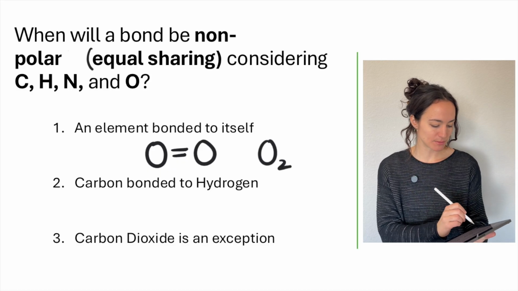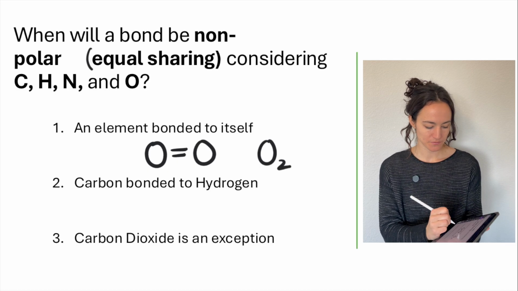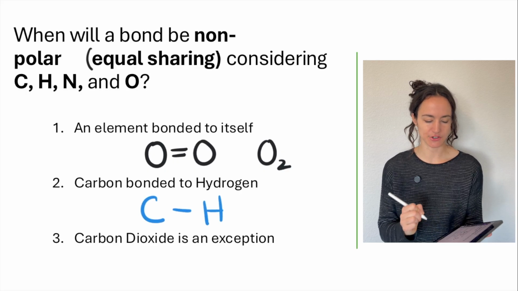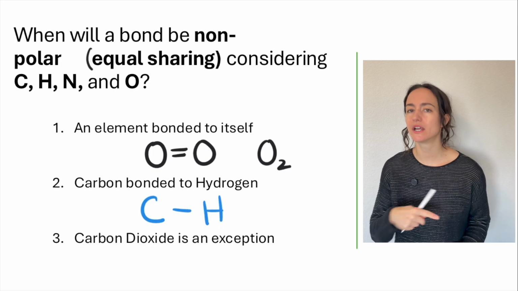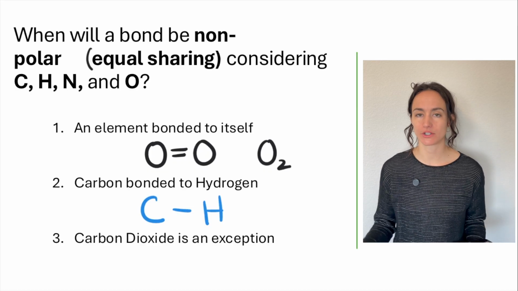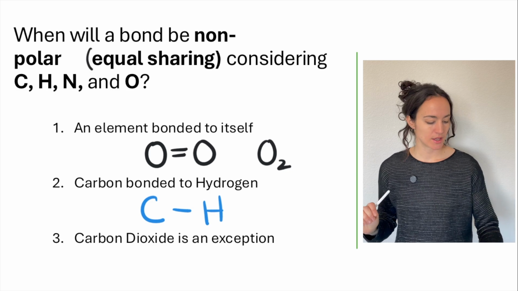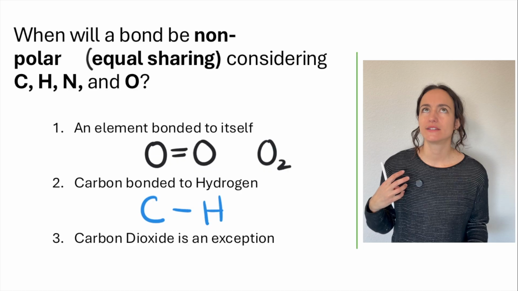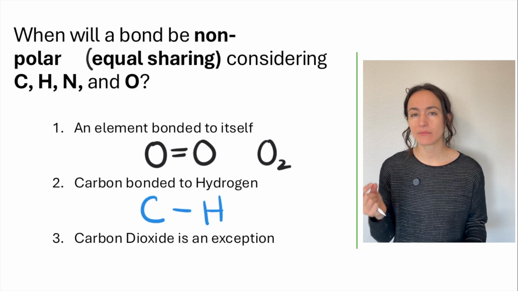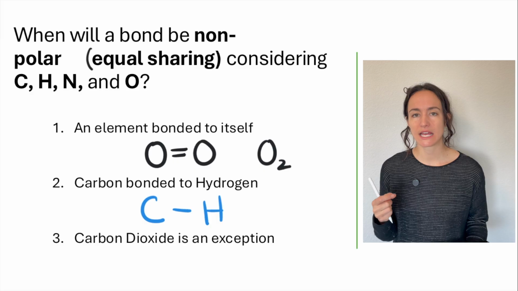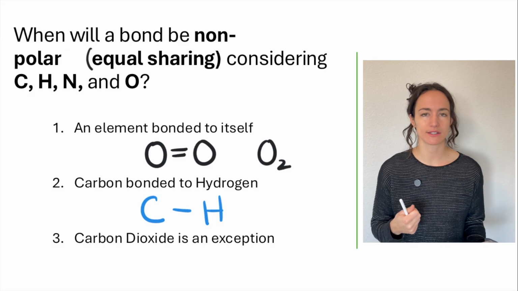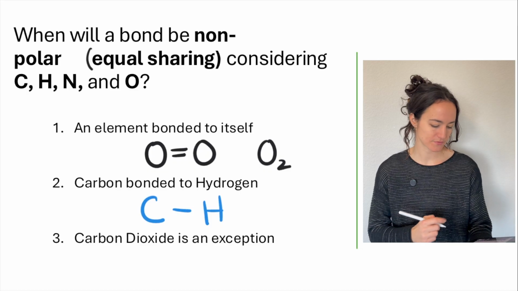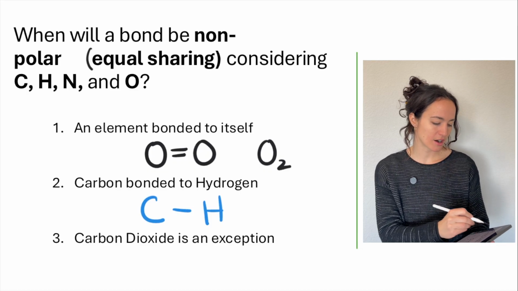The second is more of an exception, where anytime we have carbon bonded to hydrogen, and this is super important to remember. It really helps us understand the biological macromolecules later on. The reason this happens is because these are different atoms, but they have similar enough electronegativities that their pull on the electrons is equal enough that we don't get partial charges.